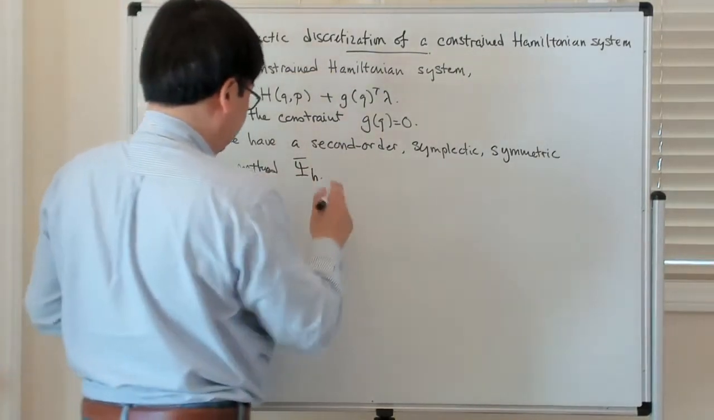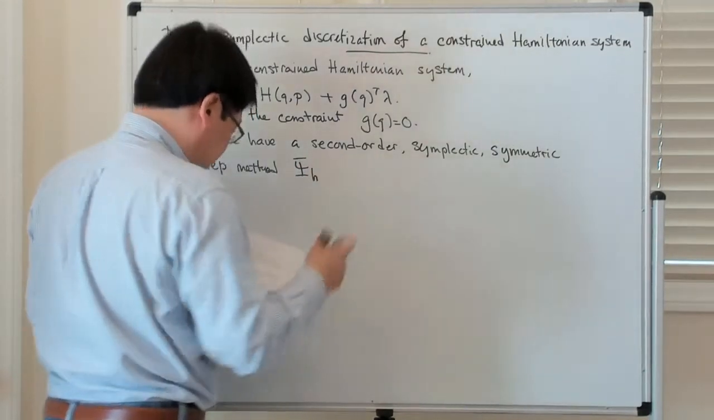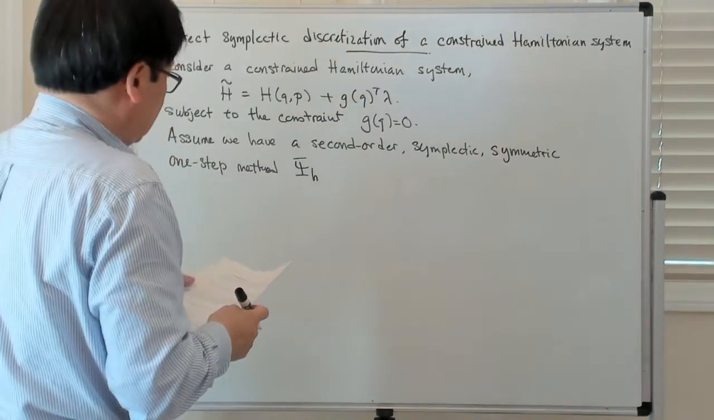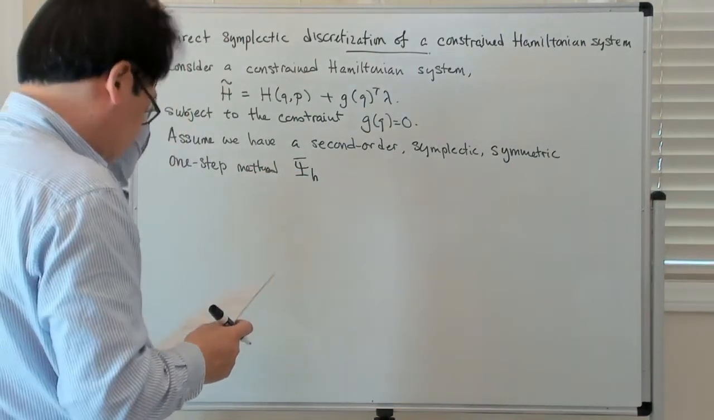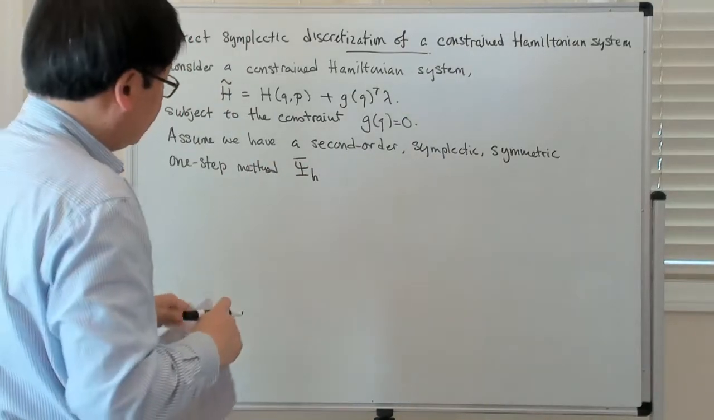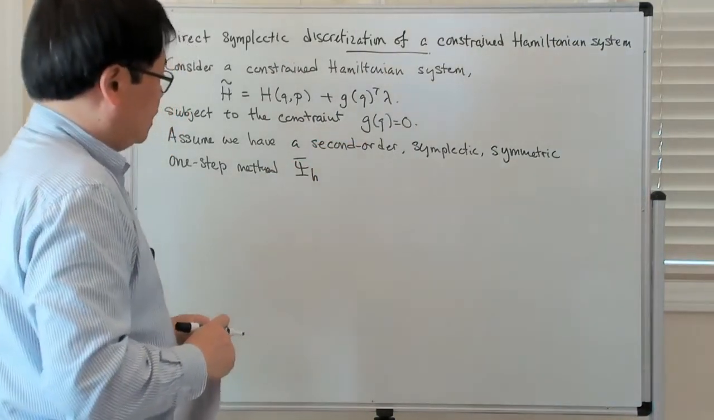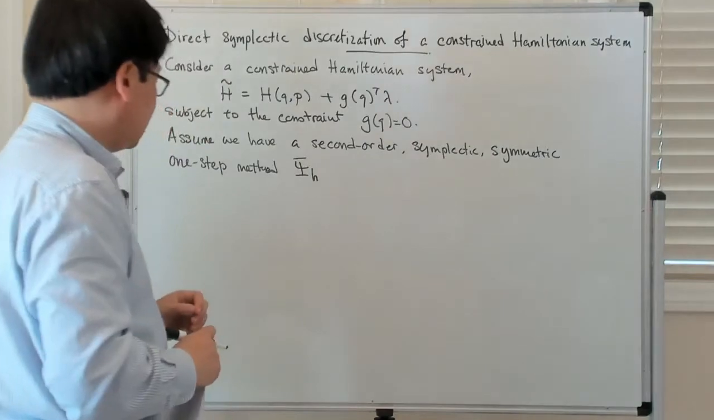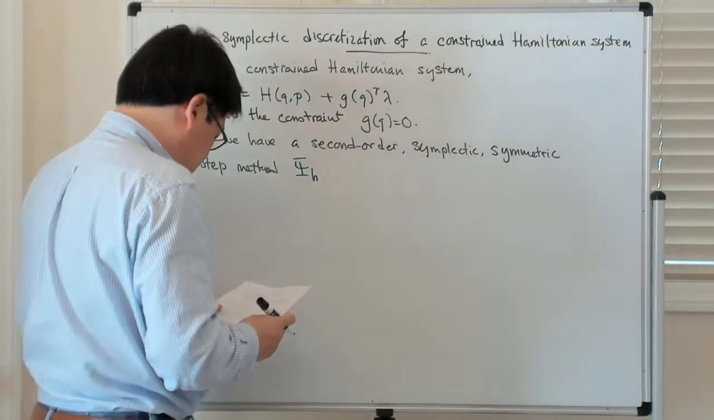Then psi h, of course, is a map of the cotangent bundle of the full space back to itself. So it doesn't necessarily respect the constraint, but you can think of it as a second order symplectic symmetric one-step method on the unconstrained problem on the full space.